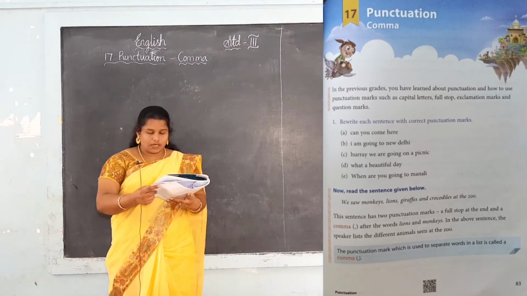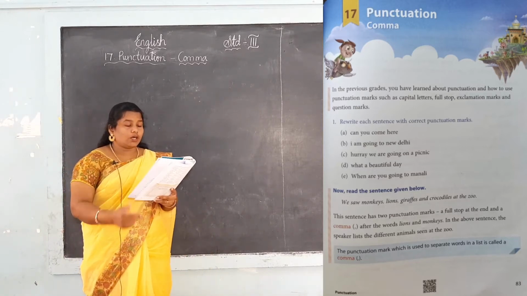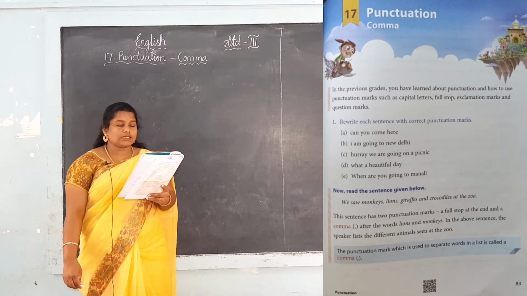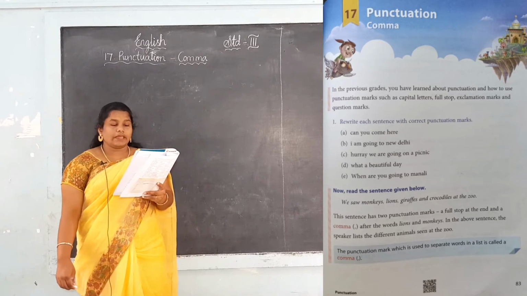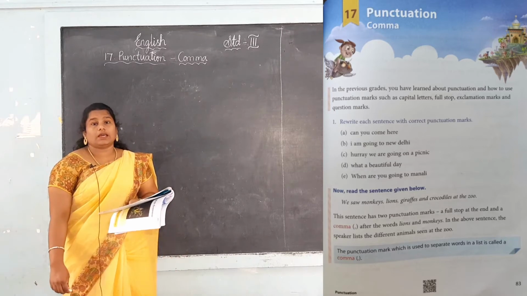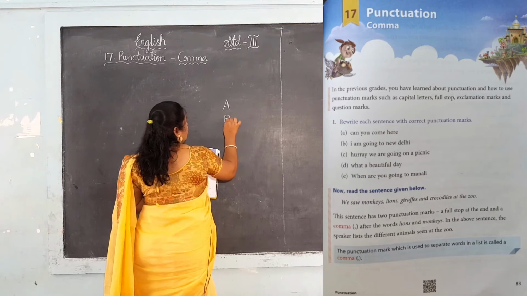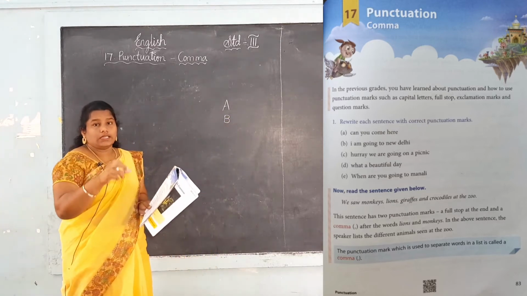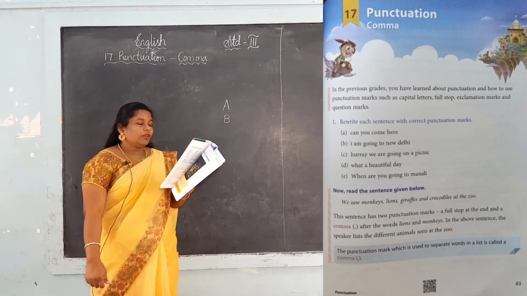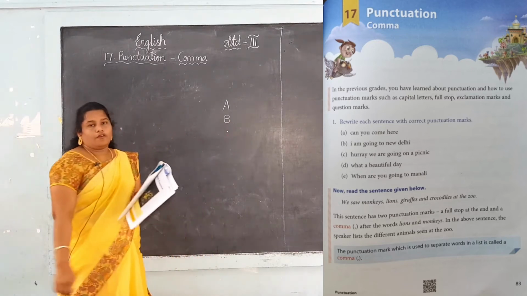Now take your book, page number 83. In the previous grade you have learned about punctuation and how to use punctuation marks such as capital letters, full stop, exclamation mark and question mark. What is meant by capital letter? We know, right? A should be like this, B should be like this. At the starting of the sentence we use capital letter. And next, full stop. What is meant by full stop? At the end of the sentence we use full stop.